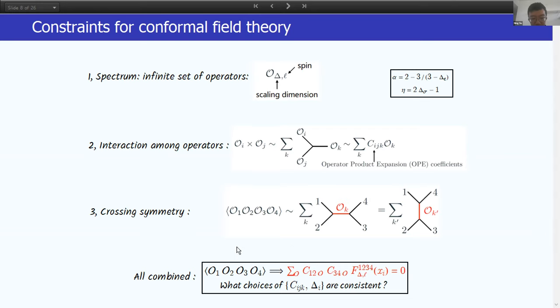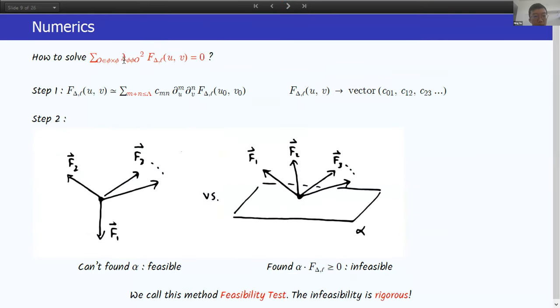Let me consider a special case. Let me assume those four operators are the same, and they are spin zero operators, so they are scalars. In this case, since 1, 2, 3, 4 are the same, let me rewrite the equation in this way. Lambda is the OPE coefficient, and we know this is real for a unitary CFT. Therefore, the square of the OPE coefficient is positive. So now let's think about this equation. Oh, by the way, U and V can be expressed in terms of space-time coordinates.